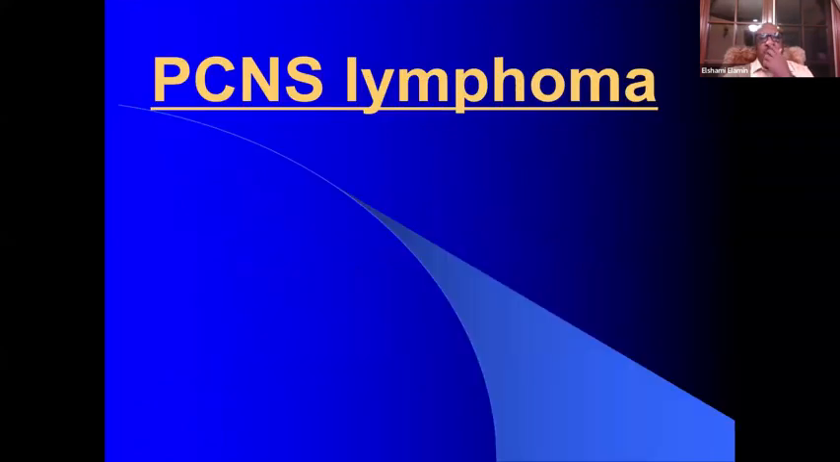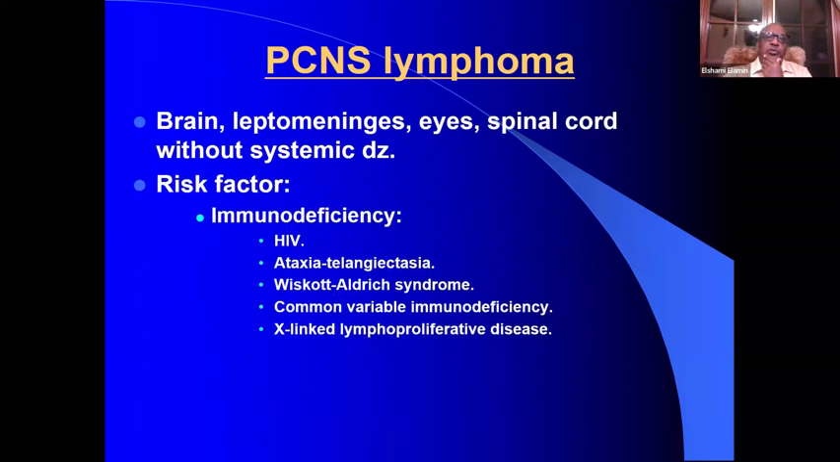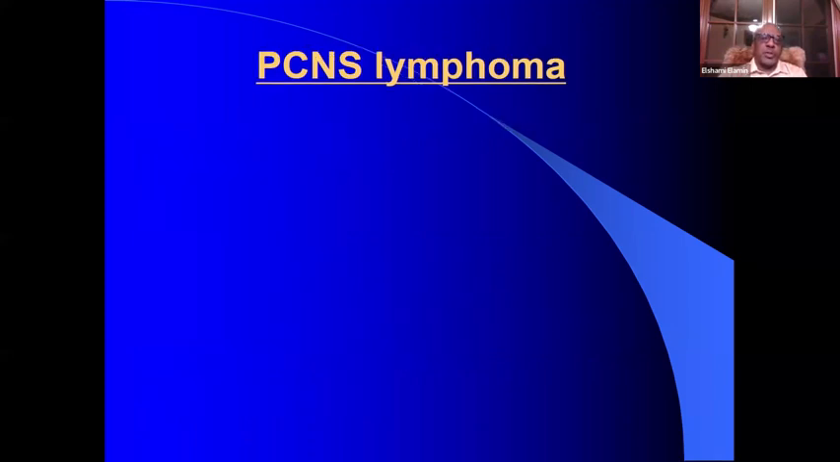We move to primary CNS lymphoma: brain, leptomeninges, eye, spinal cord without systemic disease. That's the definition of it. There should not be anything outside the CNS. This is what we call primary CNS lymphoma. Risk factors include immunodeficiency and HIV. A very characteristic MRI of the brain shows periventricular lesions, rather than brain metastasis, which is more peripheral. You need to do a testicular exam and ultrasound for primary CNS lymphomas.